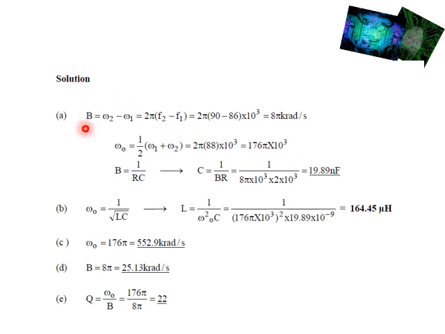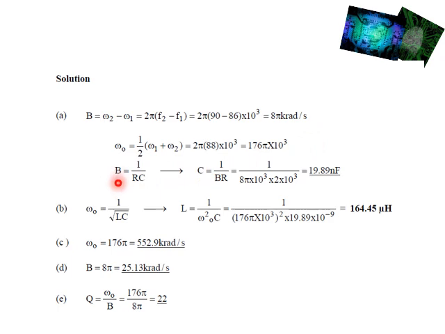So solution: bandwidth is omega 2 minus omega 1, equivalent to 2 pi times f2 minus f1. Using this value, 2 pi times 90 minus 86, we get 8 pi k radian per second. So omega naught is half of omega 1 plus omega 2. Omega naught is 176 pi multiplied by 10 to the power of 3, or 176 pi k radian per second.